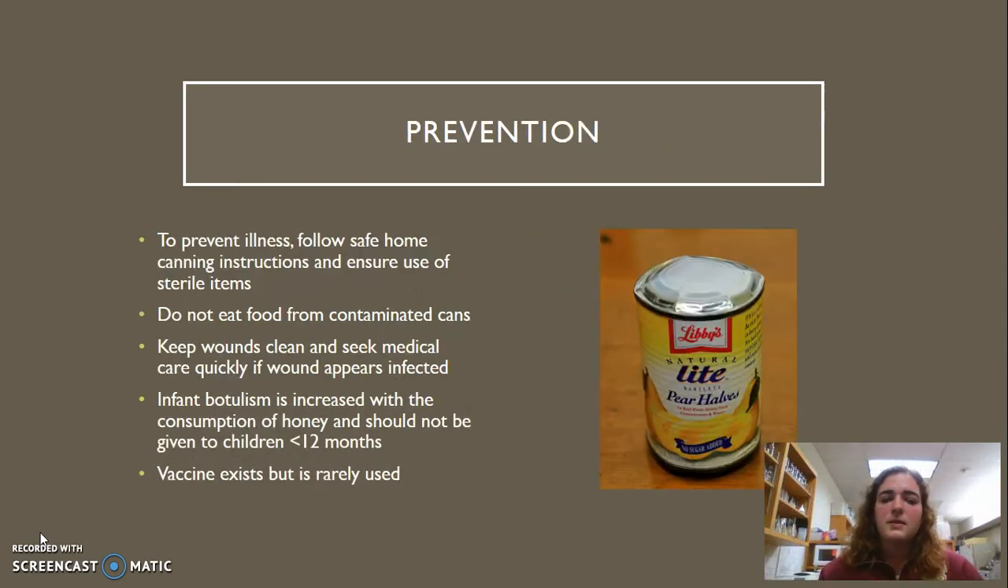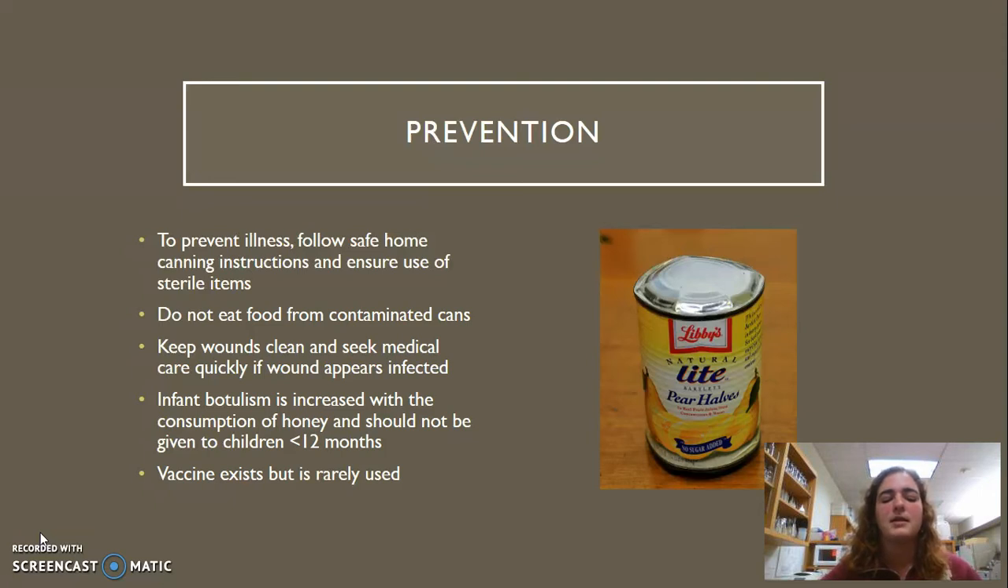To prevent botulism, there's a few ways to go about this. Since foodborne botulism is mainly caused by improper home canning techniques, following safe home canning instructions is the best way to go about it, and ensuring the use of sterile equipment when canning. Also, avoiding contaminated food cans.